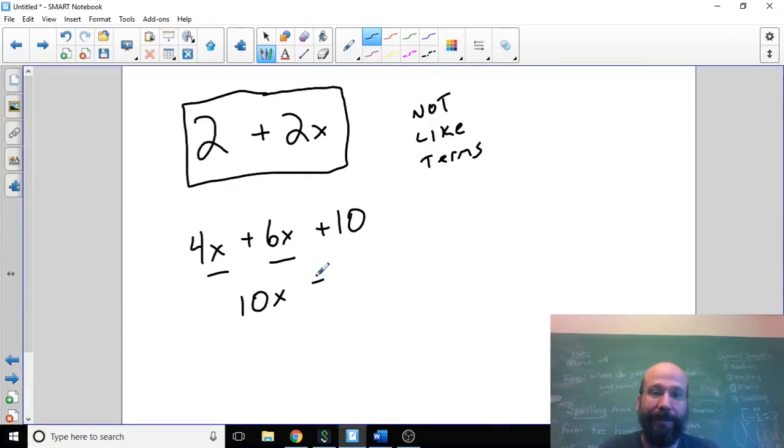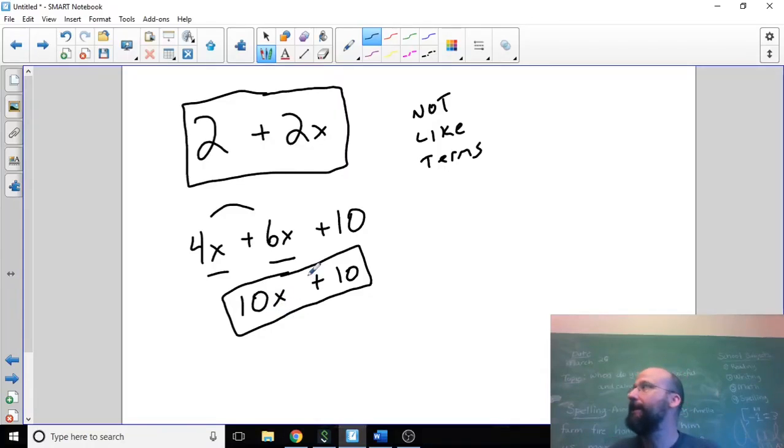And then this would just come down as 10. We combine these because they're like terms, and we got 10x. We can't do anything with this because it's just a number. So this would be our final answer: 10x plus 10. Again, this is our final answer. This one has a variable and this one doesn't, so we can't combine them.